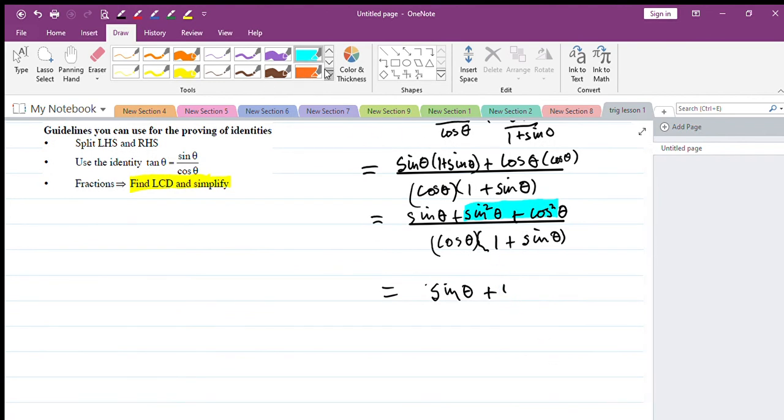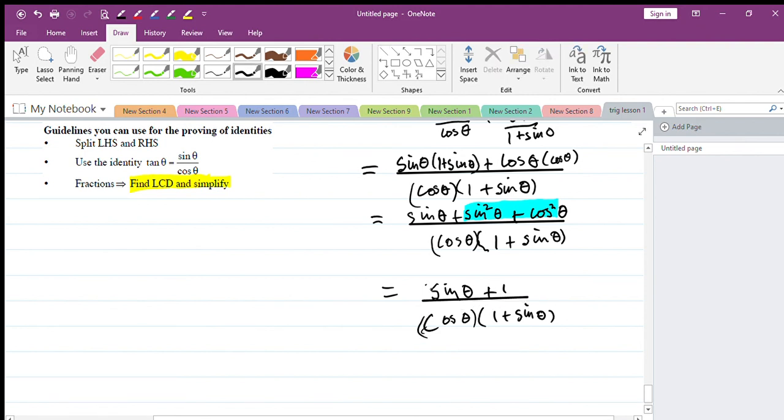Now, what do I do next? I know that this is all over cos theta into 1 plus sine theta. I have 1 plus sine theta on top, and I have 1 plus sine theta at the bottom. So 1 plus sine theta divides with 1 plus sine theta. What am I left with on top? I'm left with 1 over cos theta.